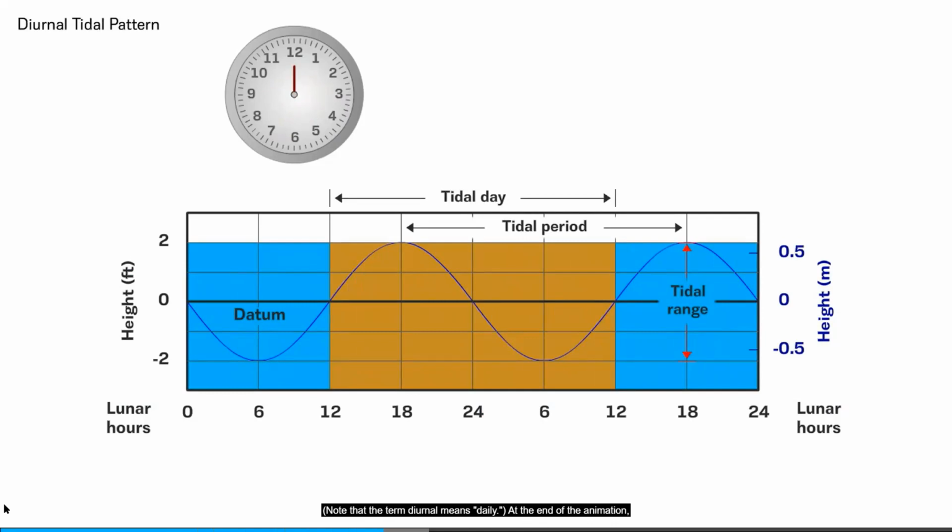At the end of the animation, features of the tide graph are indicated. These features include the tidal day, shown in brown shading, the tidal period, which is the time between successive high or low tides, and the tidal range, which is the vertical difference between an adjoining high and low tide. Notice that for a diurnal tidal pattern, the tidal period and the tidal day are the exact same length.